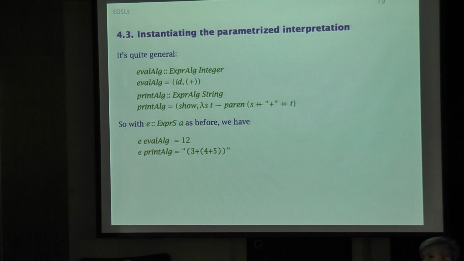If you take the same E and finish off the story in a different way, you get a print algebra instead. It says, okay, the semantics is the string of 9 characters, open parenthesis 3 plus, open parenthesis 4 plus, whatever.